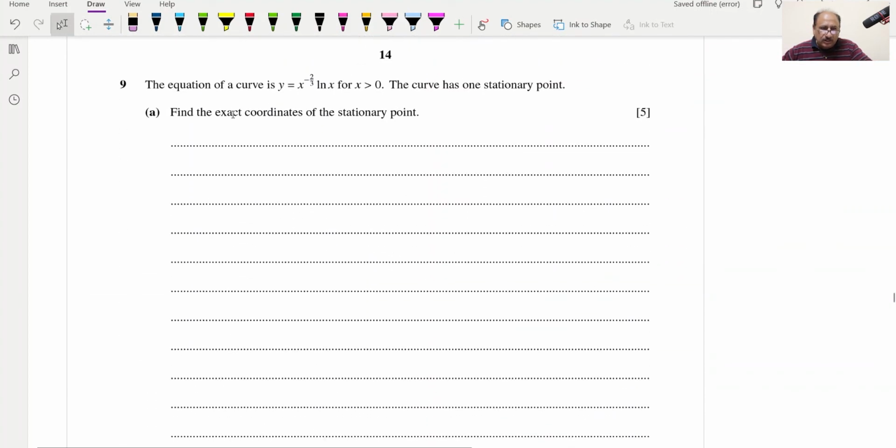Now question number 9. Question 9 says the equation of the curve is this one. The curve has one stationary point. Find the exact coordinates of the stationary point. This is a 5-mark question, and the equation is y equal to x raised to minus 2 by 3 times log x.